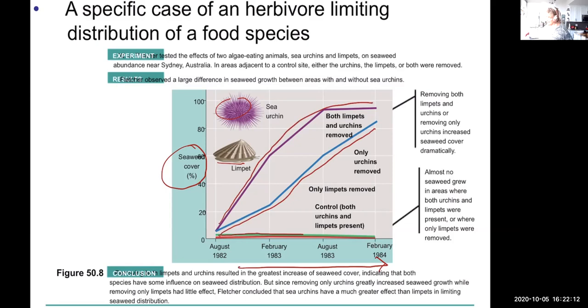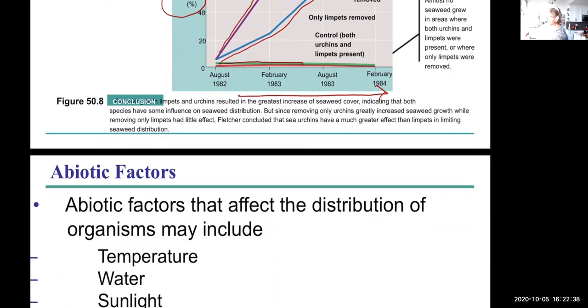So if you only remove limpets, there's no change to the seaweed cover. If you remove only urchins, you get a significant change. So it's the urchins that are having the major effect on the distribution of seaweed. Urchins like seaweed, they eat that. That's their main food source.